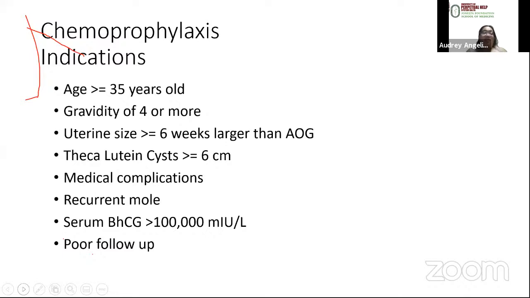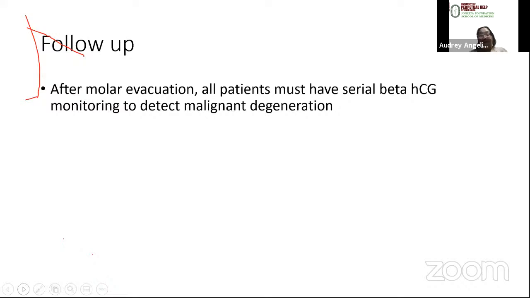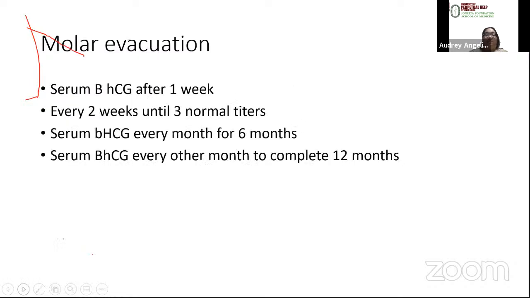chemoprophylaxis. Age greater than or equal to 35, more than a G4, size 6 weeks larger than AOG, theca lutein cysts more than 6 centimeters, complications of mole like thyroid storm or preeclampsia, recurrent mole, serum beta hCG greater than 100,000, or you know that your patient would have a poor follow-up. Okay, all must have serial beta hCG monitoring to detect malignant degeneration.